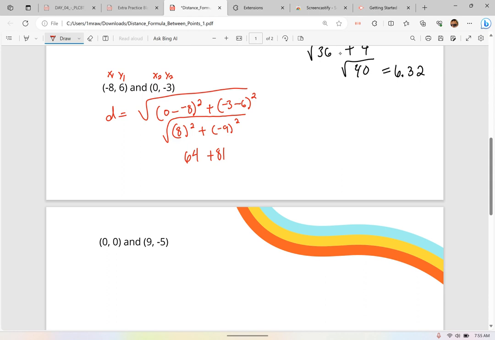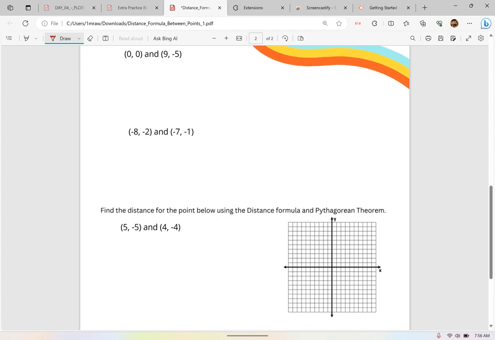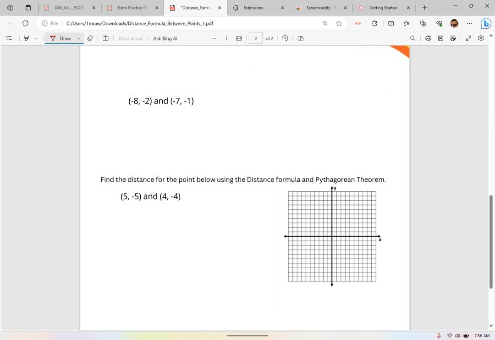So that gives me the square root of 145, which, again, rounded to the nearest tenth, is going to be 12.04. Pretty easy stuff. So just continue doing that. Let's do one more, I guess. I'll skip that one and we'll do this one right here.